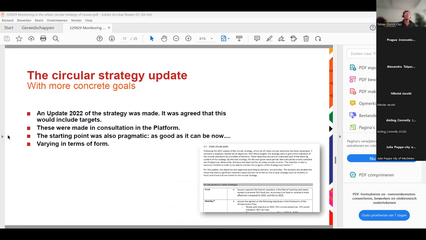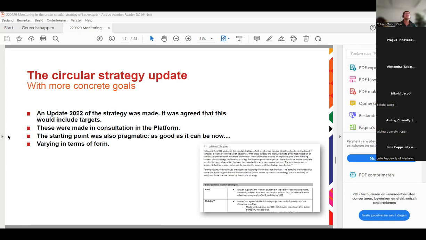We started with a strategy, and we had the intention to halfway have a kind of update and see what we could improve in our strategy. And one of the elements was that we had the intention to add concrete goals, which weren't there when we started. We only had the actions, and we wanted to add some goals. And this is what we did in the update.